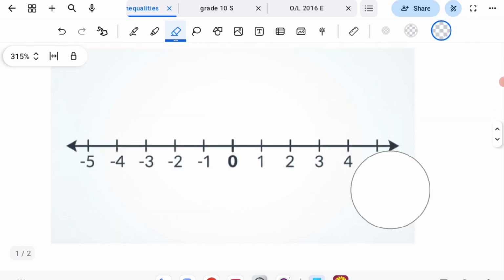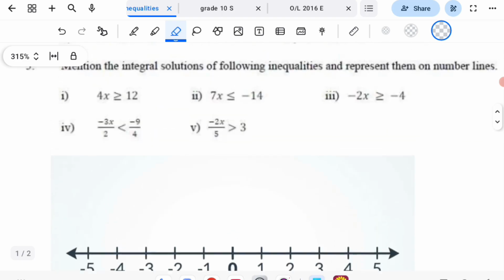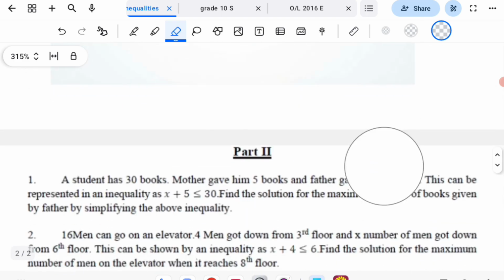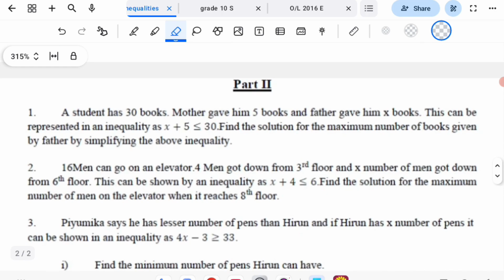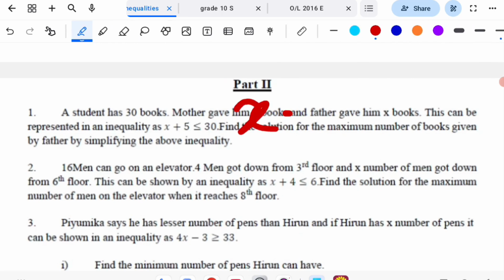Then that is question number 5. Then part 2, the student has 30 books. Mother gives him 5 books and father gives him x books. These books can be represented in an inequality x plus 5 less than or equal to 30. Find the solution for the maximum number of books given by father by simplifying the above inequality. We have to simplify the inequality. x plus 5 less than or equals 30.